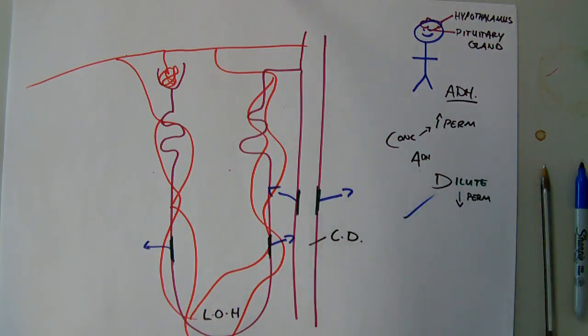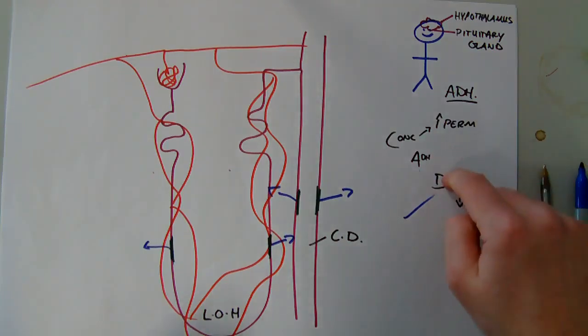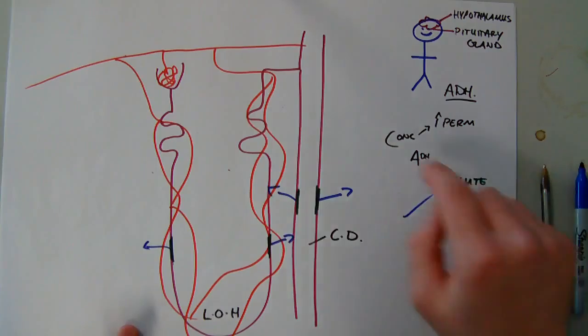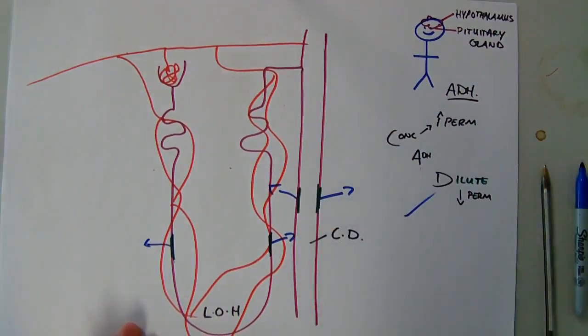If I get a small amount of ADH, I'll make dilute urine, which is going to decrease the permeability, which means any water that comes into the nephron can leave. So it keeps the level constant all the time.